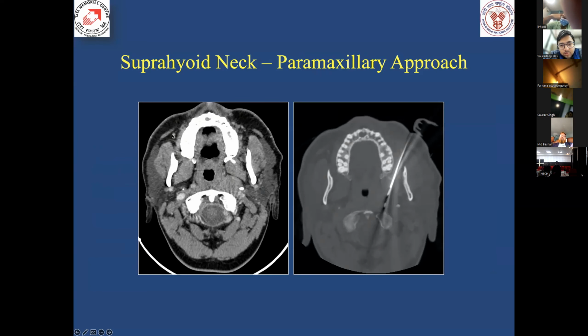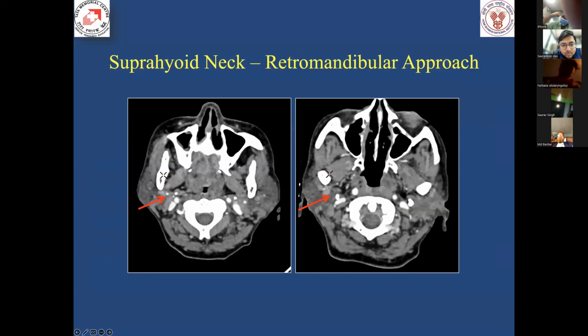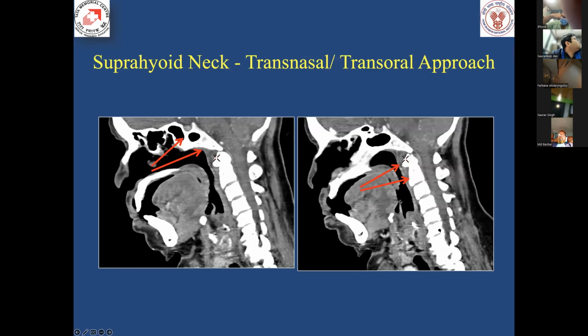Again, with IV contrast, we identify the facial vessels and then avoid those so that there is no injury. Next is the retromandibular approach, wherein we go behind the mandible. Again, we identify the vessels and then avoid those vessels to reach that area, which cannot be targeted by either the paramaxillary or the subzygomatic approach.